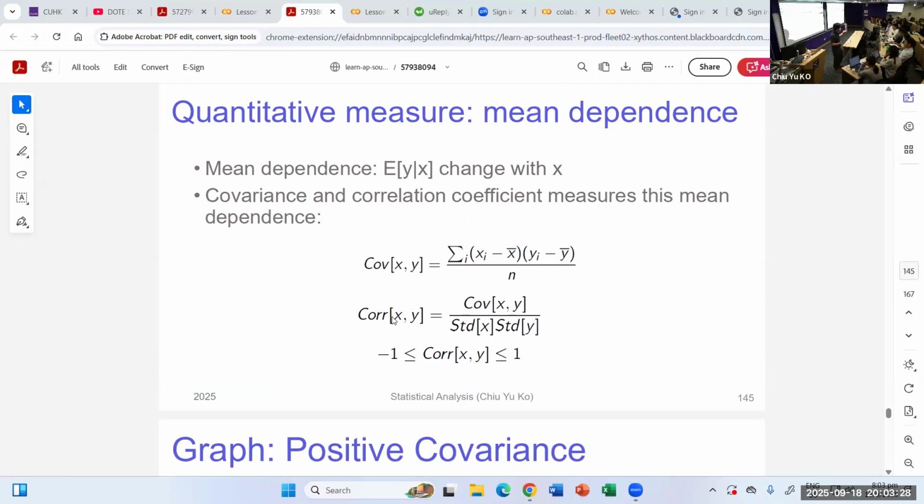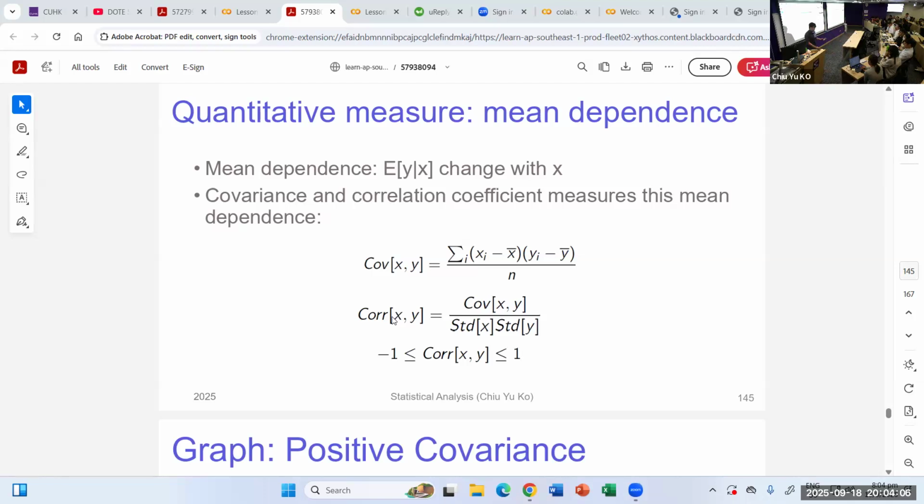So you can go from negative very big to positive very big, negative infinity to positive infinity. So the question is, how big is big? How small is small? Difficult to say, right? So statistics tells us there's a formula that can make our life easier by dividing by the standard deviations of x and y. By doing so, we reduce the range from negative infinity to positive infinity to negative 1 to 1. So 1 is a straight line going up. Negative 1 is a straight line downward.